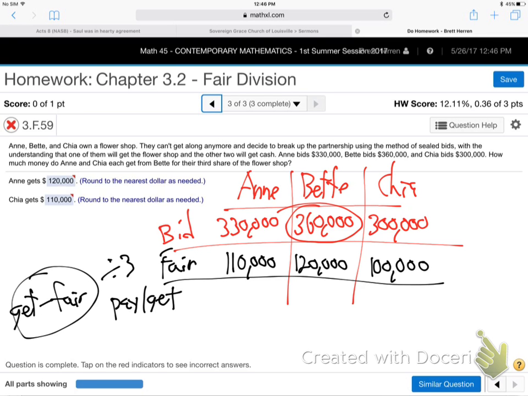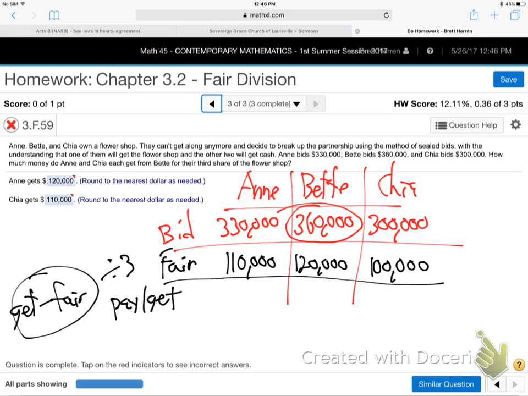What does Ann get? Ann gets nothing. Ann does not get the flower shop. Remember, we're talking about items first: a painting, a house, a car. Betty gets the flower shop. Ann and Chia get nothing item-wise. They're just going to get cash, right?